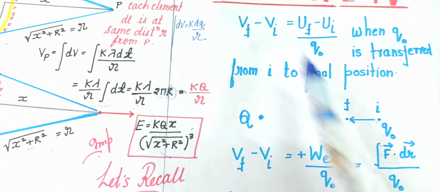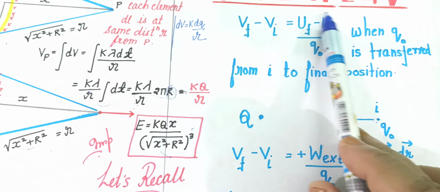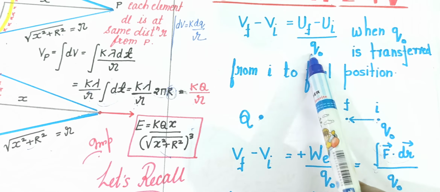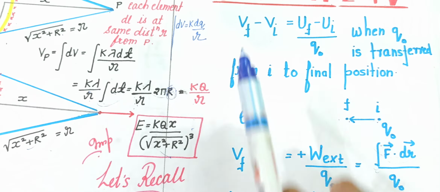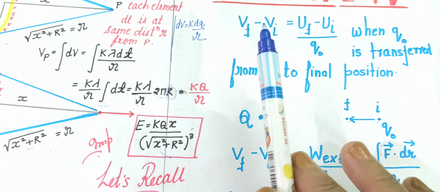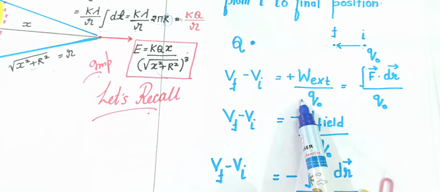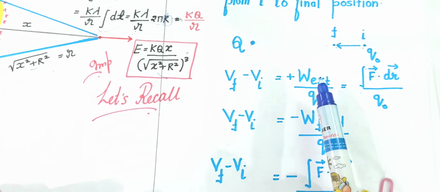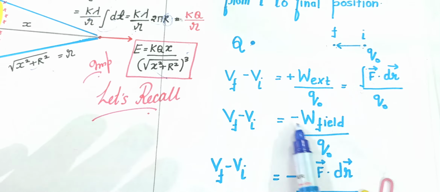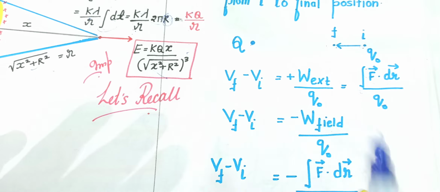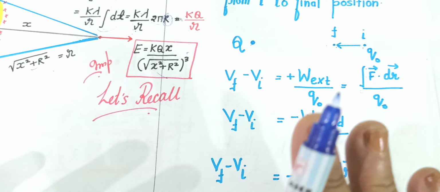So potential difference between these 2 points will be defined as change in potential energy per unit charge when this charge is shifted from initial to final position. This is how we defined the potential difference. But change in potential energy is equal to work done by the external agent, minus work done when the electric field's work is considered. So this is the point where we are going to start.